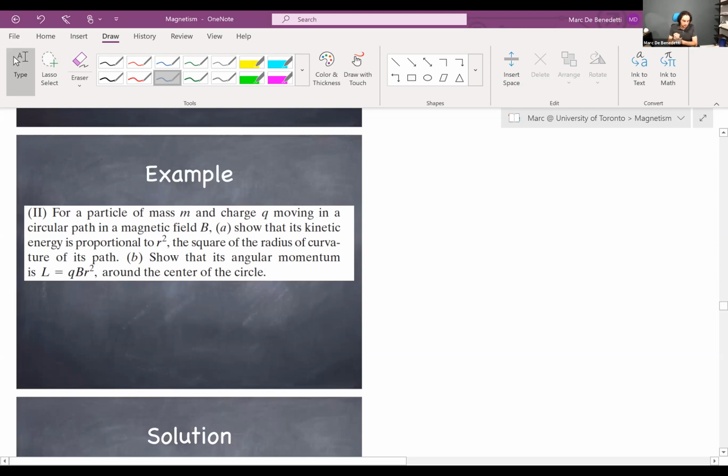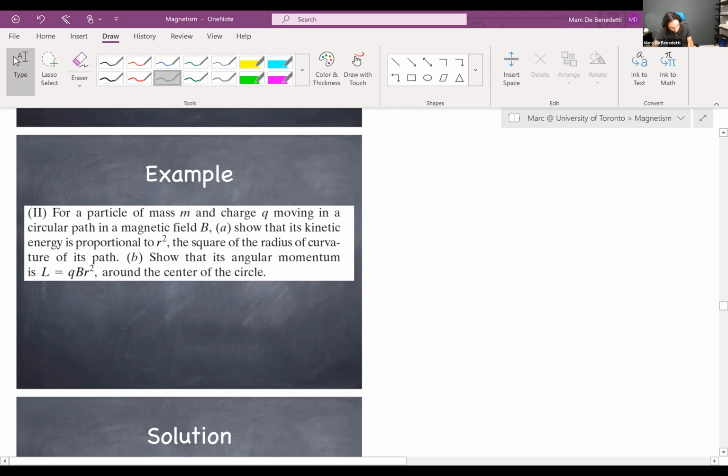Here's another one. For a particle of mass m and charge q moving in a circular path in a magnetic field, show that its kinetic energy is proportional to r squared, meaning the square of the radius of orbit. And then part B is to show that the angular momentum of the particle is qBr squared. So we'll do that one later. Let's do part A. What do they want to know? Show that the kinetic energy is proportional to r squared.